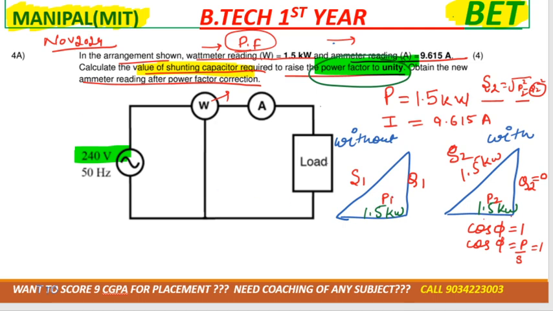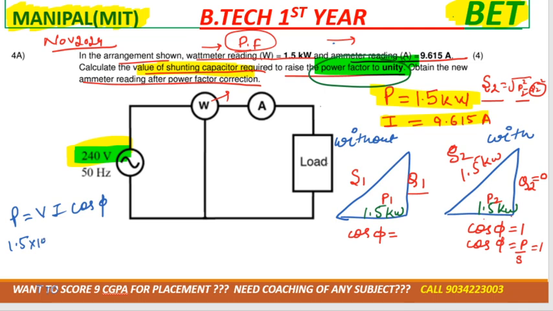So in this case we need to calculate Q1, but for that we should have cos phi, right? So how can we calculate cos phi? They have given us the power, they have given us the voltage, they have given us the current. Can we get the cos phi? P is equal to VI cos phi. P is 1.5 kilowatt, means 1.5 into 10 raised to power 3. Voltage is 240 volt. Current is 9.615. Can we get cos phi? Tell me the value for the cos phi. What you are getting? Cos phi you are getting as 0.65.